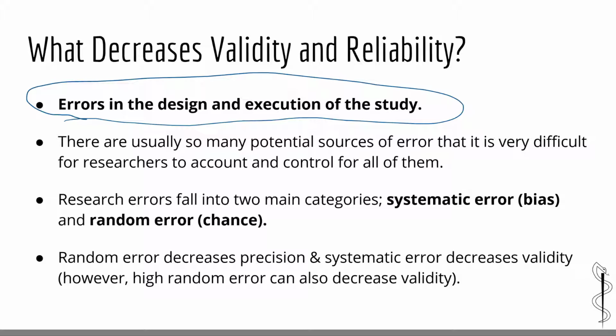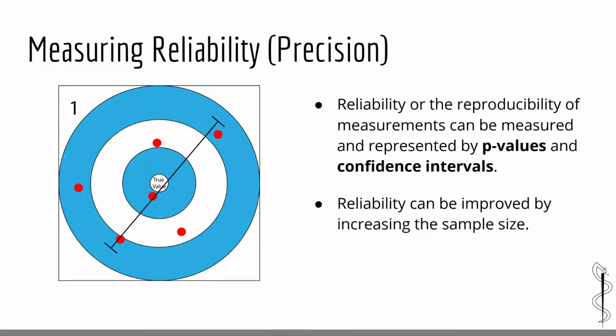Okay, so far we know that researchers strive for studies with high levels of validity and reliability. But how do researchers assess or measure if their study measurements have a high level of reliability and validity? Well, there are a couple of ways. Let's start with reliability or precision. How do researchers assess the level of reliability in their study? They can use statistical tests to measure the level of precision in the measurements of a study. This is done all the time in health research, and it is represented by a p-value or a confidence interval.